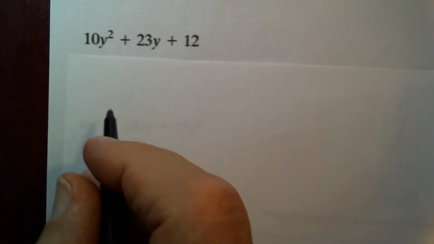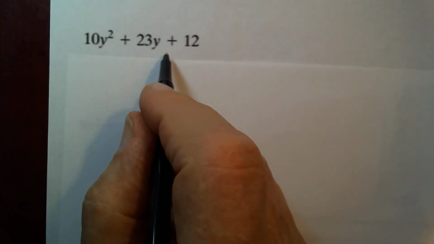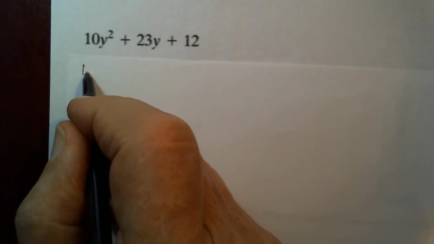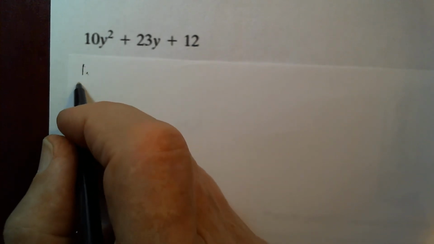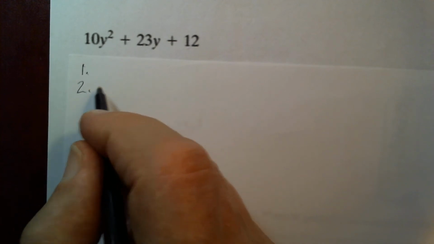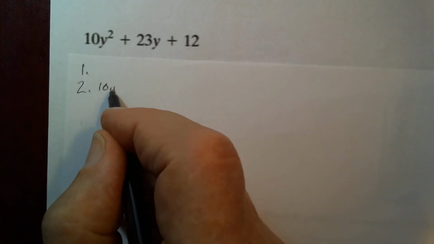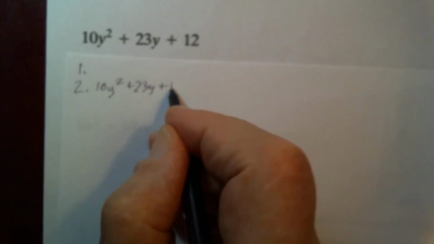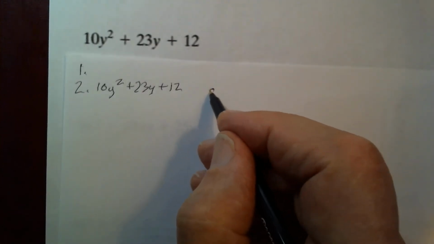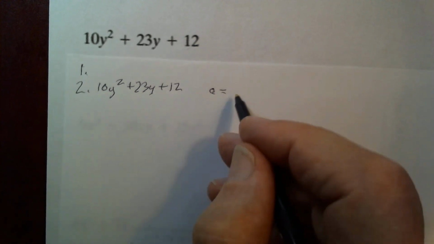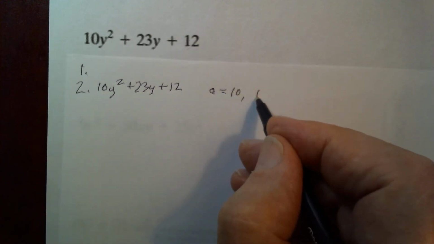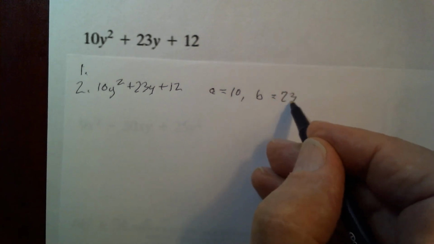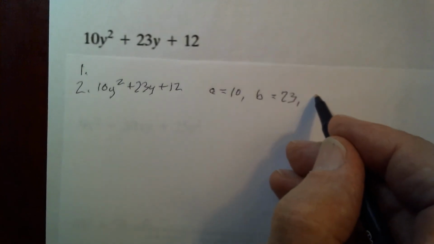In the next example, 10y squared plus 23y plus 12, we notice there's no greatest common factor. So step 1, there's nothing to do. Step 2, we look at 10y squared plus 23y plus 12. We identify A as 10, B is equal to 23, and C is equal to 12.